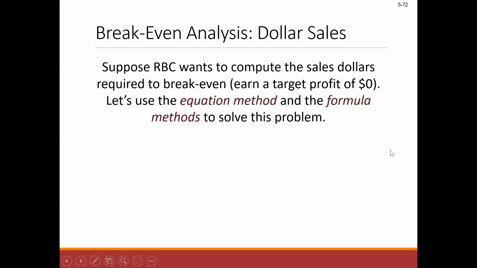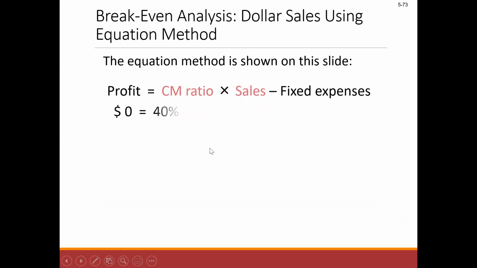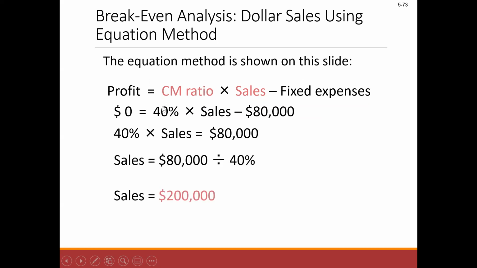So there's the equation method and the formula method. We can take our profit, times our contribution margin ratio of 40% times sales, minus 80,000, which are our fixed expenses, to show we would need sales of 200,000. So guys, write down these equations so you have them on hand. This one, the equation method: profit equals the CM ratio times the sales minus your fixed expenses.